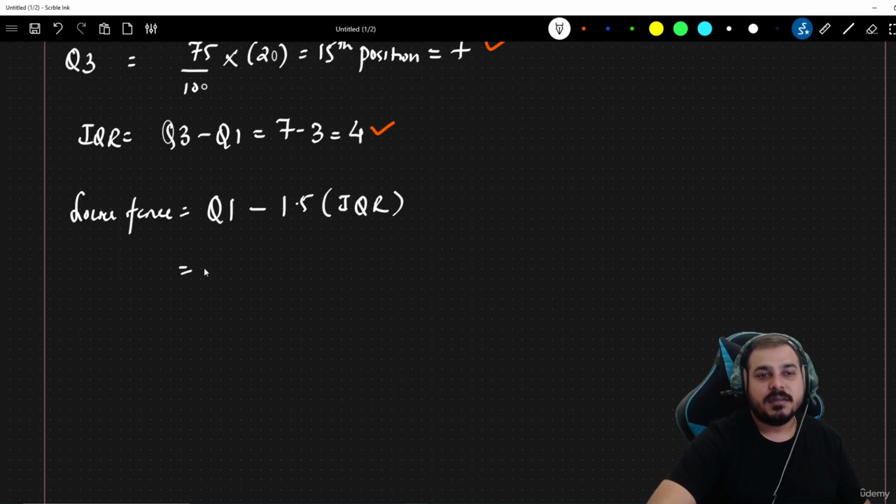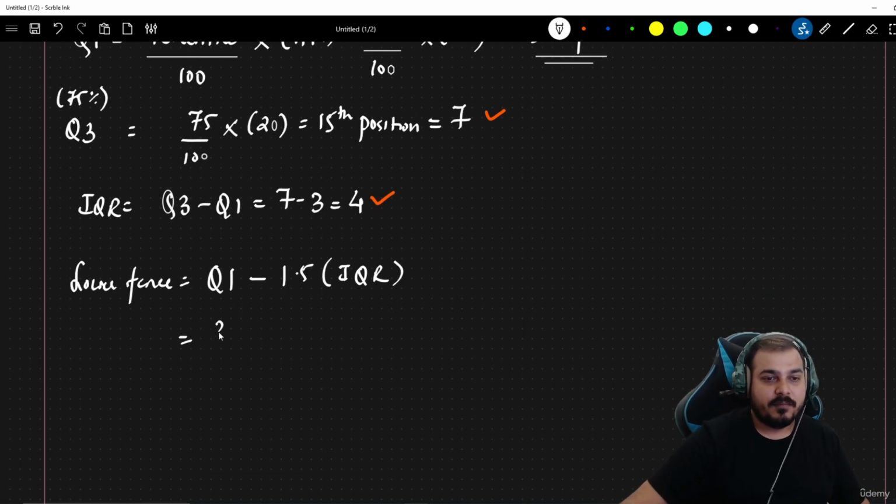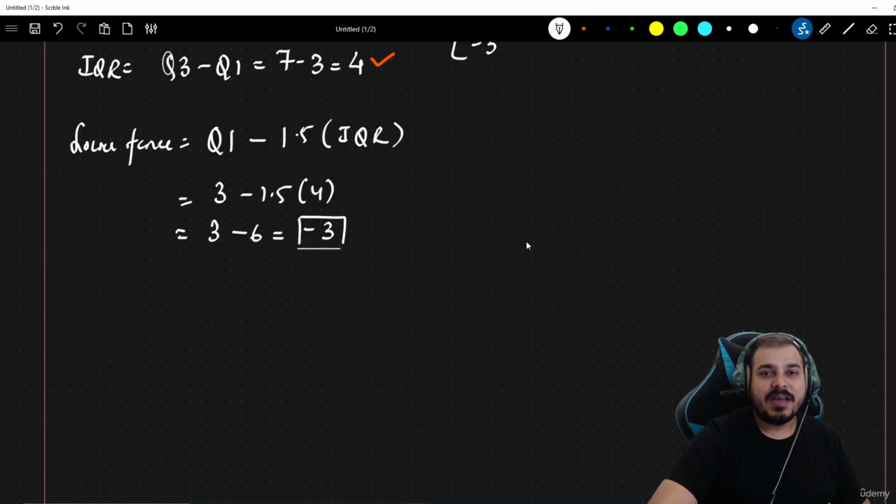What is the value of Q1 over here? 3. So 3 minus 1.5 multiplied by IQR, and IQR is 7 minus 3, which is nothing but 4. So if I compute this, this is nothing but 3 minus 6, which is minus 3. So my lower fence will definitely be minus 3. Okay.